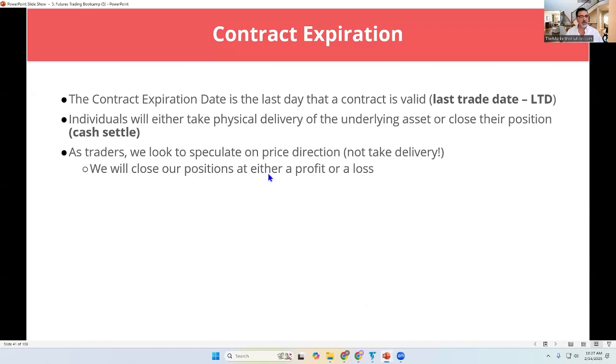As traders, we look to speculate on price direction, not take delivery. We will close our position either for a profit or a loss. And generally, if you're using a proprietary trading firm, make sure you understand when you have to close those trades. Most of the proprietary trading firms are mark-to-market accounting, where they will close all open positions, and you need to close them yourself. And if they have to close them, it might be in violation of one of their trading rules, okay?